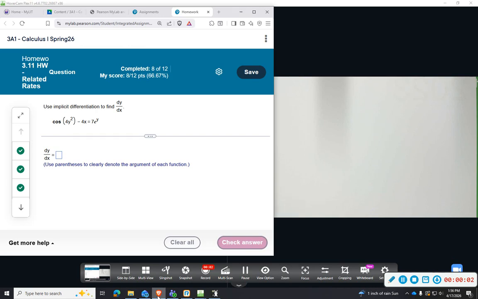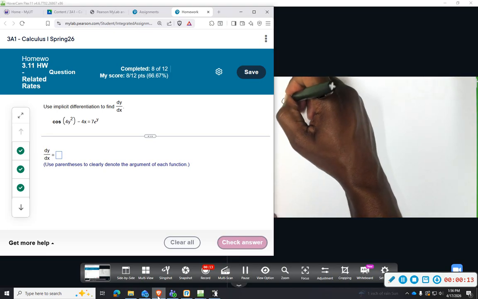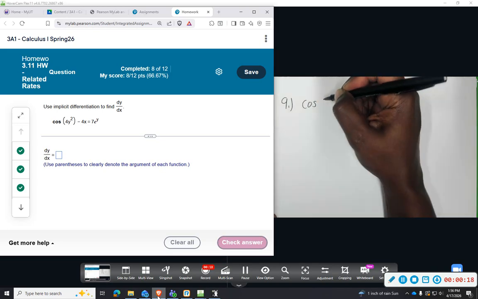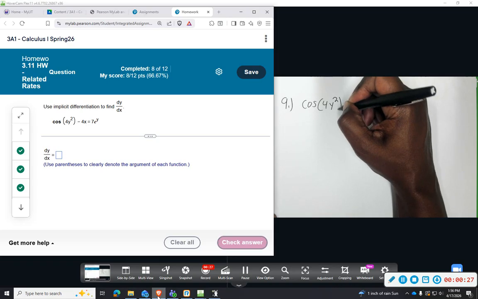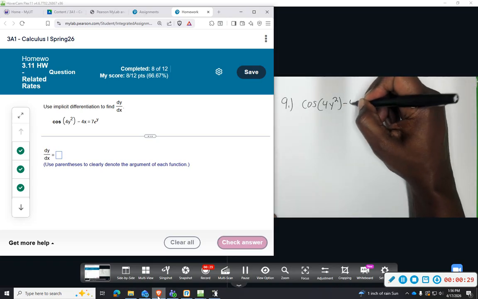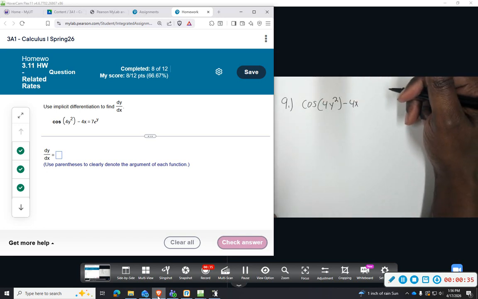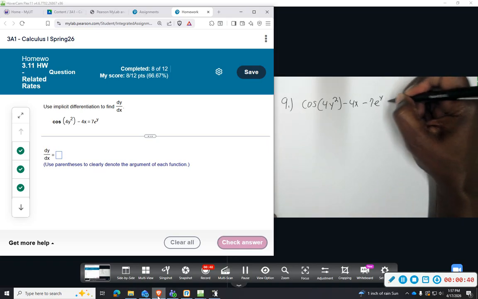All right, number 9, we want to use implicit differentiation to find the derivative of the function. Cosine of 4y squared minus 4x. I'm going to go ahead and move that 7e to the y over. So I'm going to say minus 7e to the y equals 0.